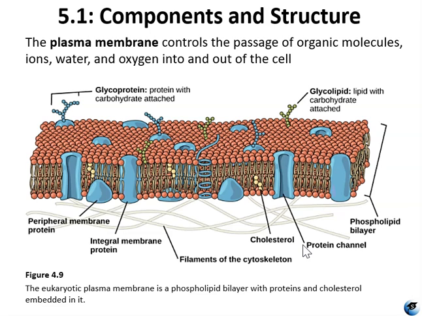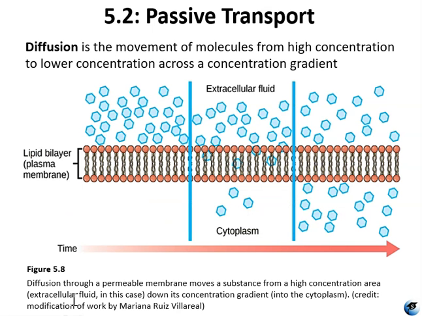There's two broad categories of cell transport, passive and active, and then there's also what is known as bulk transport. So we're going to talk about all three of those. First, we'll talk about passive transport. Passive transport is an automatic process that doesn't require any input of energy.